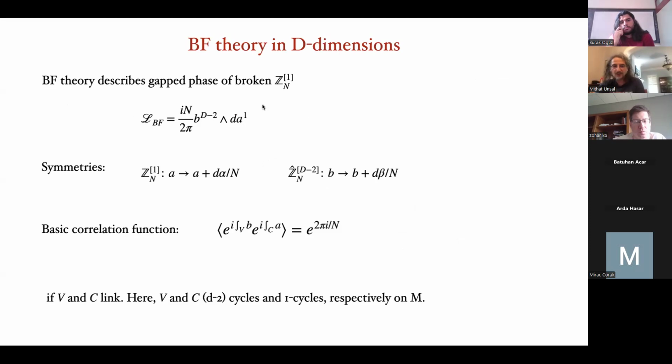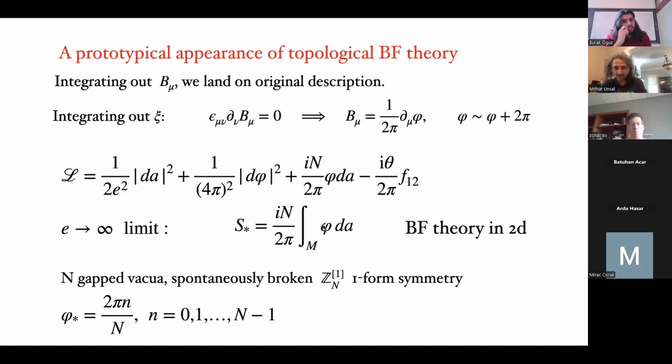More generally, in D dimensions, this is the definition of the BF theory. There is a one-form field, and there is a D-2 form field. In 2 dimensions, D-2 was 0, so there was a 0-form field, which was this scalar here.